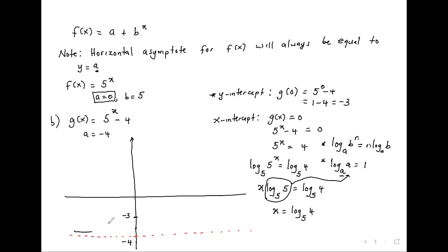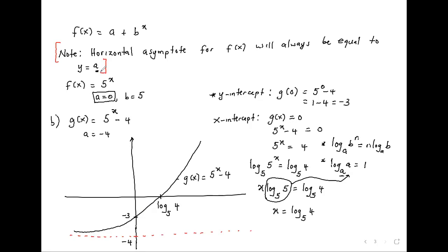So now we have a curve of this nature, touching at log 5, 4. And the whole function becomes g of x is equal to 5 power x minus 4. So once you keep this, take care of this, you won't even need the table.